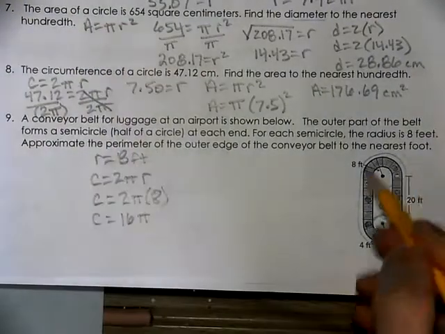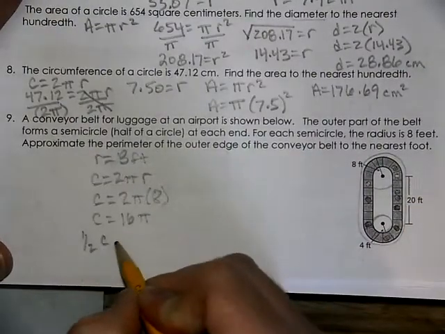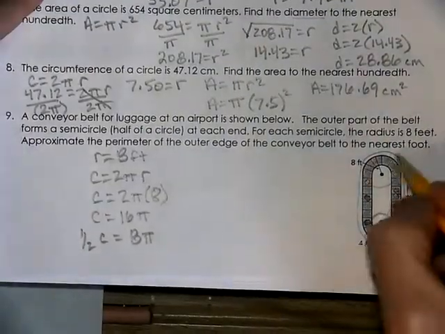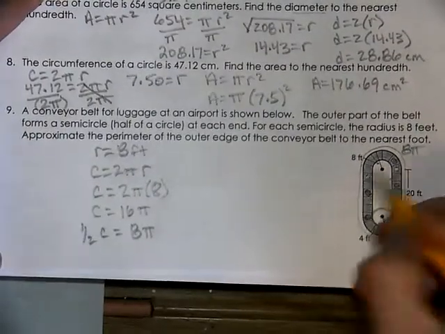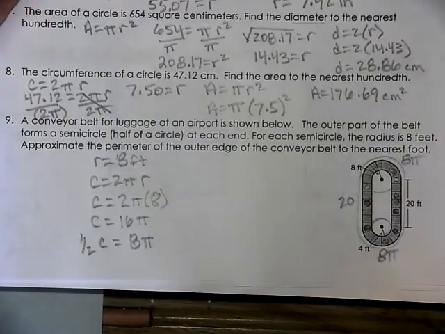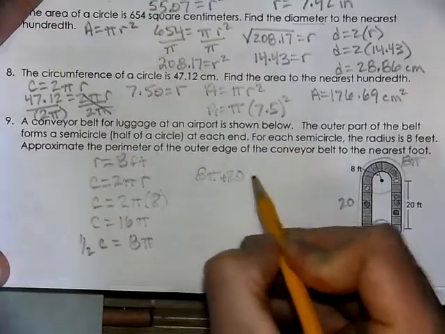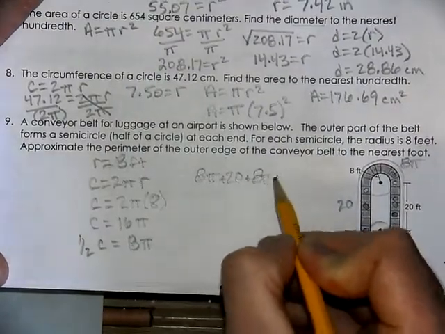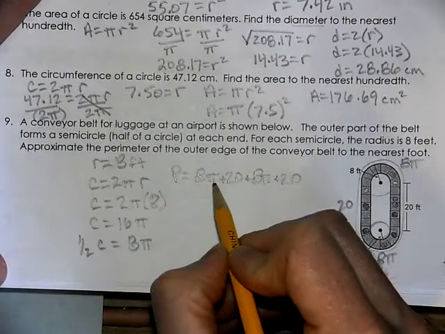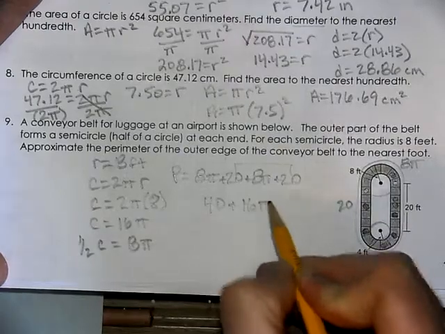Well, we only want half of that because we're not going all the way around down here. We want half the circumference, so that's going to be 8 pi. We're 20 down this side, and we're 8 pi on this semicircle also. So we're going to say 8 pi plus 20 plus 8 pi plus 20. Our like terms, this is our perimeter, are going to be 40 plus 16 pi.